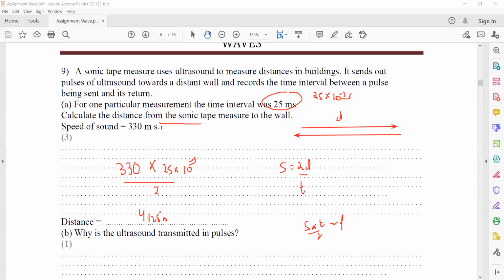Otherwise, if we send a continuous wave, the wave goes and hits the surface and bounces back, so there will be interference of the waves. To avoid interference, we use a pulse, not a continuous wave. Because if interference occurs, then maybe we will lose the signal, as the two waves might cancel out each other if they are in anti-phase.